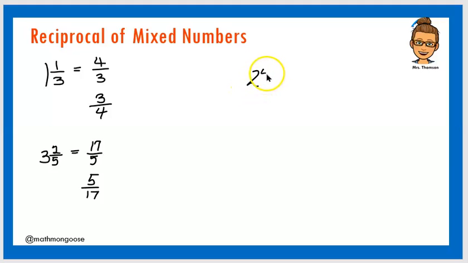All right, let us take a look at one last one now, and I'm going to ask that you do this one by yourself. 2 4/7, and I want you to change that into an improper fraction and give me what the reciprocal would be. Okay, did you finish? Okay, so we know that 2 4/7, the improper fraction would be 18/7, and therefore the reciprocal is going to be 7/18. All right, well done.